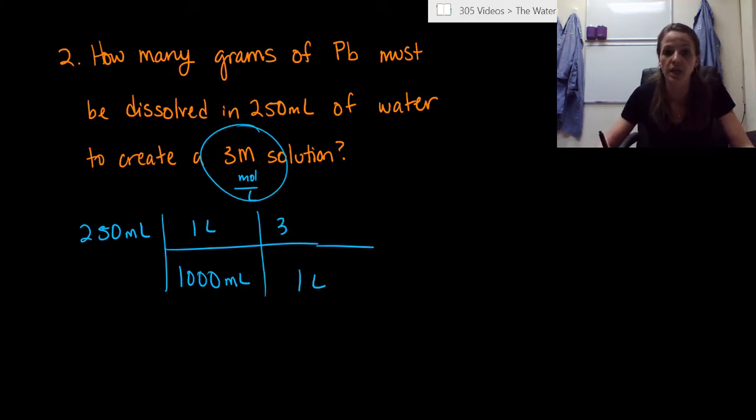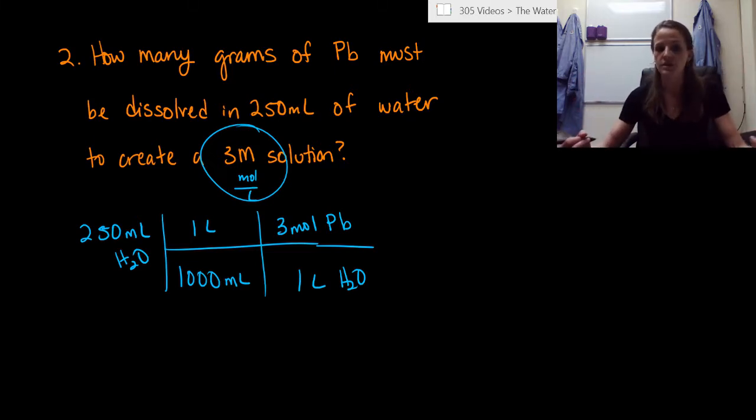We know there's 3 moles of lead for every 1 liter of water, which is perfect because our 250 milliliters was of water, so it works out. Now that doesn't solve the question. Now we're just in moles, because our milliliters cancel out and our liters cancel out.